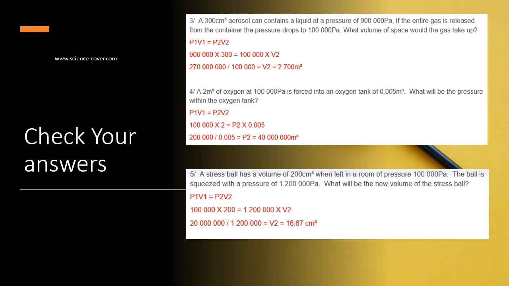A stress ball has a volume of 200 centimeters cubed when left in a room of pressure 100,000 pascals. The ball is squeezed with a pressure of 1,200,000 pascals. What will be the new volume of the stress ball? So we set up the equation P1V1 equals P2V2. P1 is 100,000 and we're multiplying that by 200 centimeters cubed. P2 is 1,200,000 and we're multiplying that by V2. So 20 million divided by 1,200,000 gives us V2, which should be 16.67 centimeters cubed.